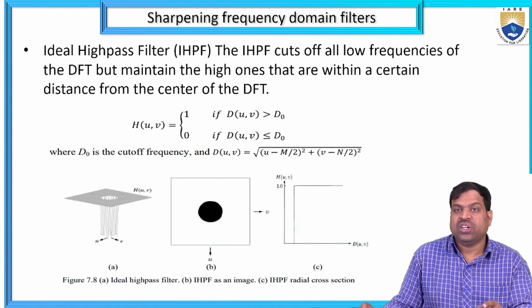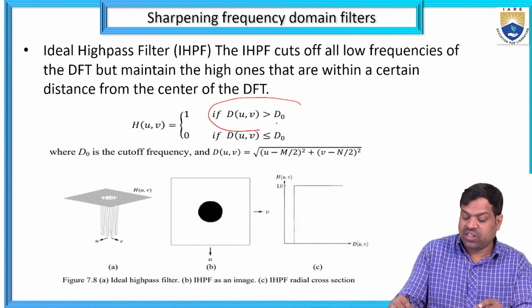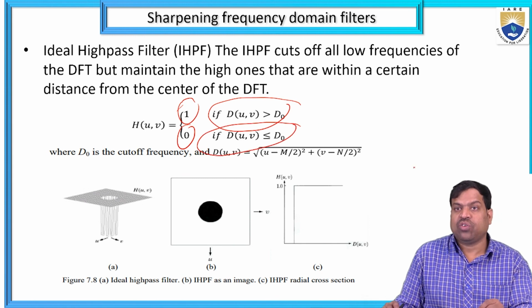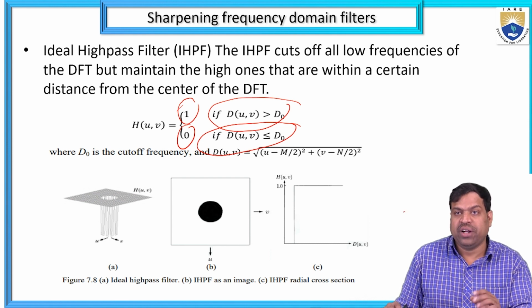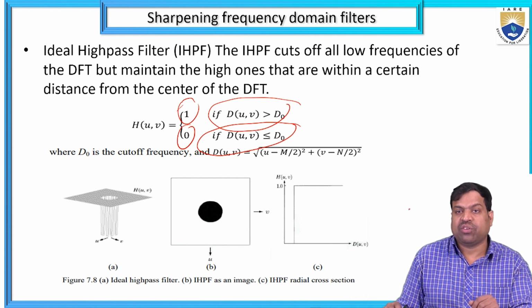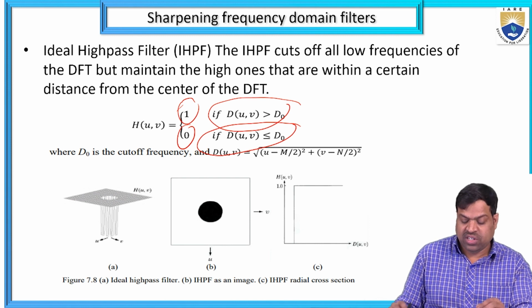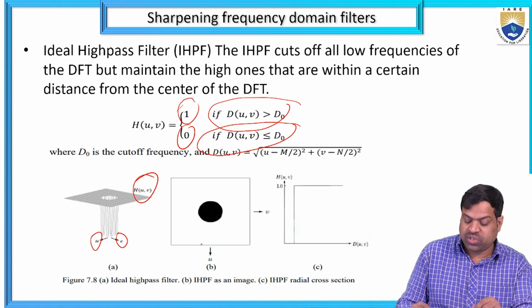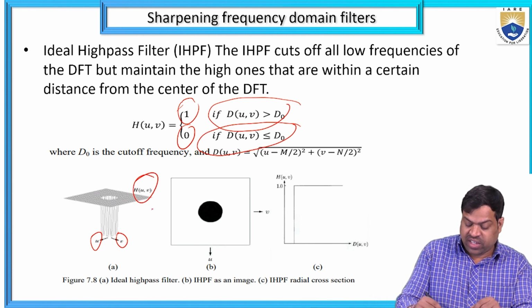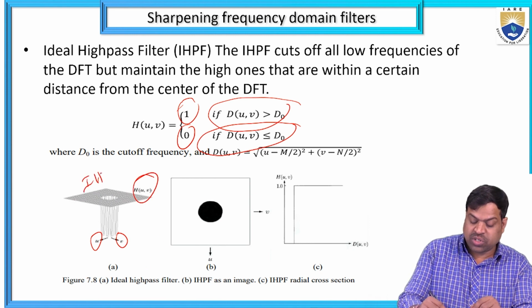when D of u comma v is greater than D naught, and it is 0 if D of u comma v is less than or equal to D naught. That is the ideal high pass filter, IHPF, and cutoff frequencies are applied here. How we apply the cutoff frequencies we can discuss in the next slides. These are the two coordinates u comma v with H of u comma v as the function. This is an ideal high pass filter.